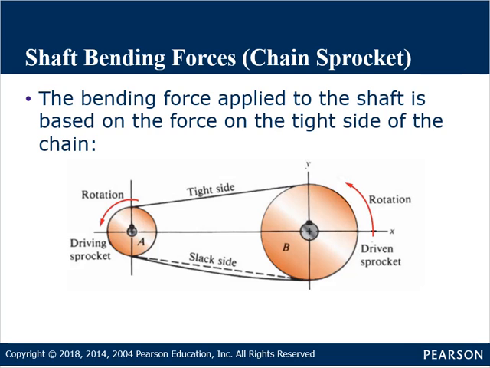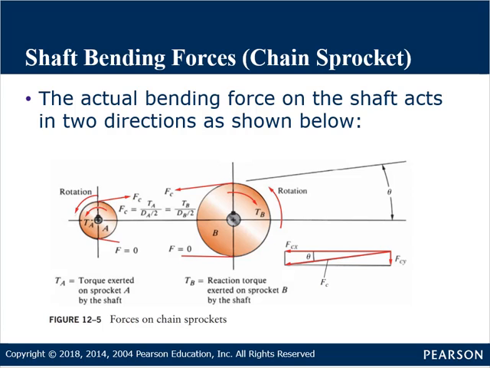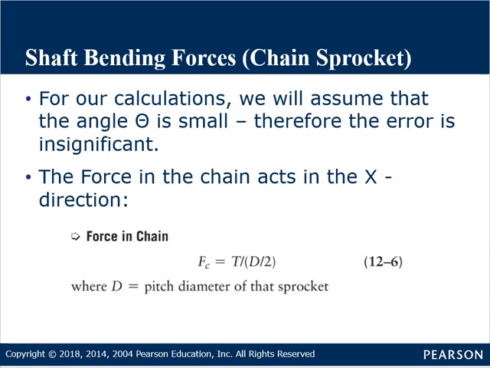Now we talk about bending forces coming from a chain sprocket. First of all, we have to look at how the chain delivers power. We have a tight side and a slack side. And really what happens is that based on this angle theta, we have a force distribution that's kind of off-centered. But for our calculations in this class, we're going to ignore that because we're going to assume that the angle theta is really small, therefore the error is insignificant.